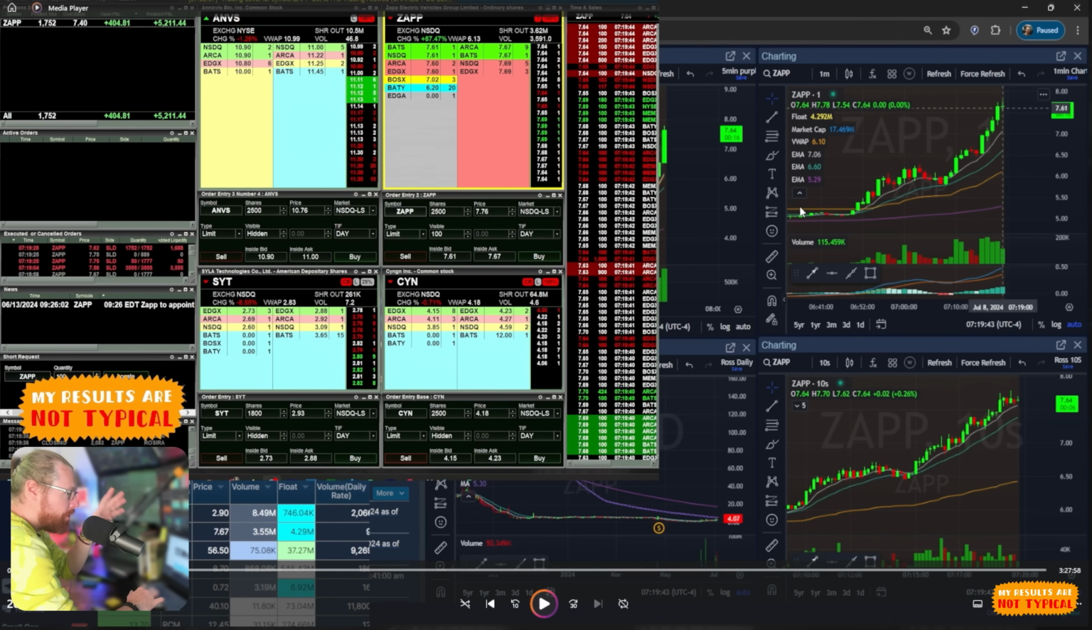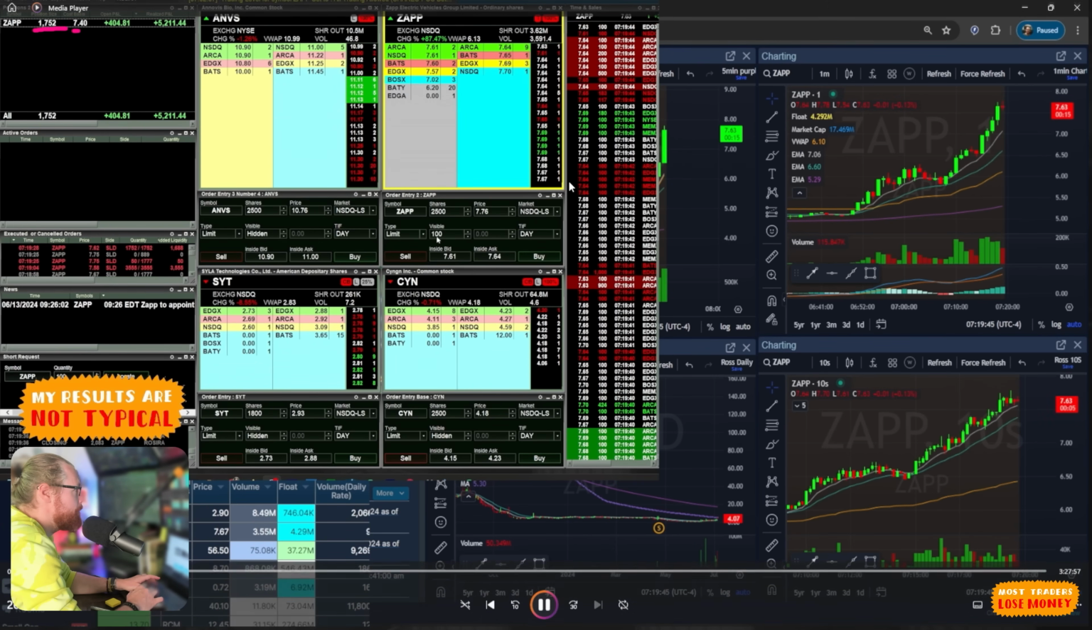So let me actually show you a couple of live trading examples of these really fast breakouts. Okay, so this is a trade from ZAPP this morning. Now, when I started on this trade, you can see I'm at $5,200 on the day. I'm currently holding 1,700 shares at an average price of $7.40. So let's watch how this trade played out.